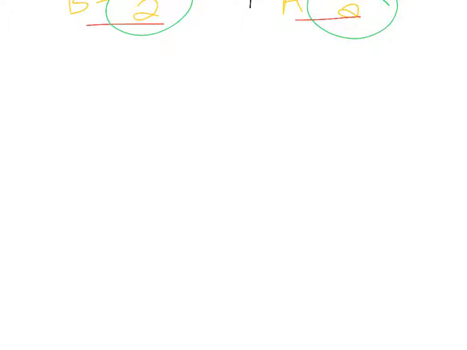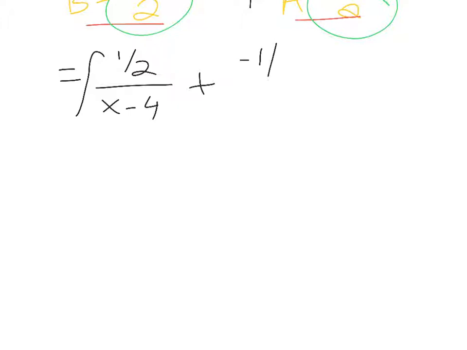Okay, so once I go back to that line and I plug them in, you are going to end up with, so that whole thing, the original equals, right? We're going to say the integration of 1/2 over x minus 4 plus negative 1/2 over the x minus 2 factor dx.